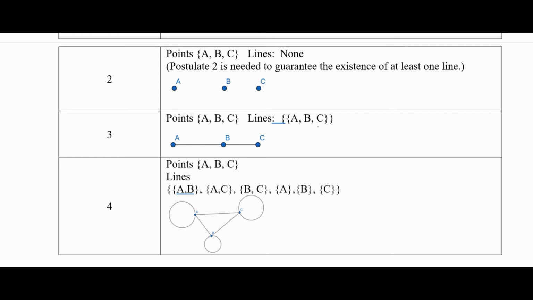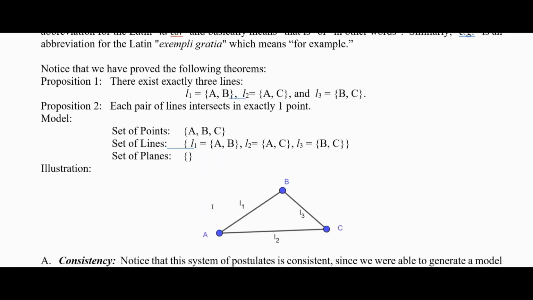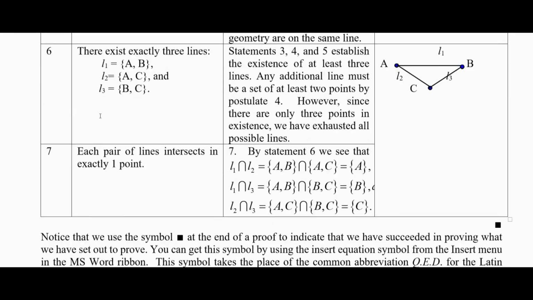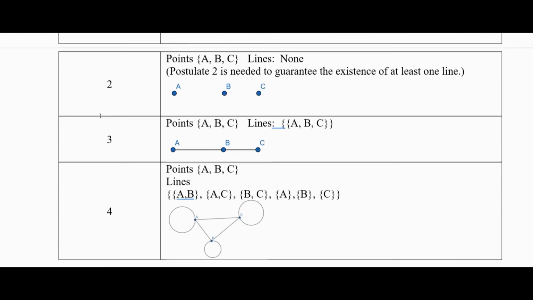Postulate 3 says that there can't be 1 line containing all the points. So if we want that to be false, we need a line containing all the points. And here's a model that does that. We have the points A, B, and C, and the set A, B, and C is 1 single line. Notice it still satisfies the others, right? Lines are sets of at least 2 points, in this case 3 points. It still satisfies 2 distinct points on exactly 1 line, and there's still exactly 3 points. So 1, 2, and 4 are satisfied, but not 3. Postulate 3 is independent of the other 3.